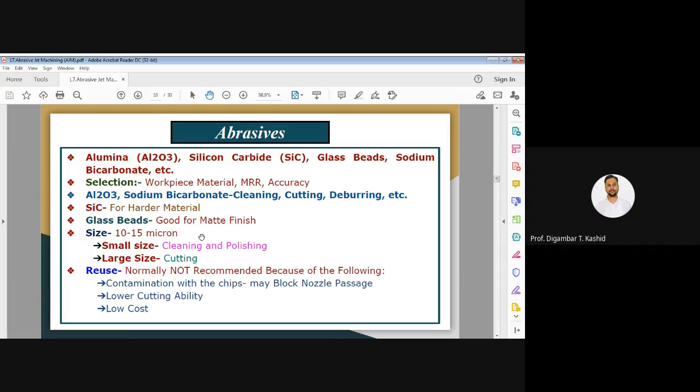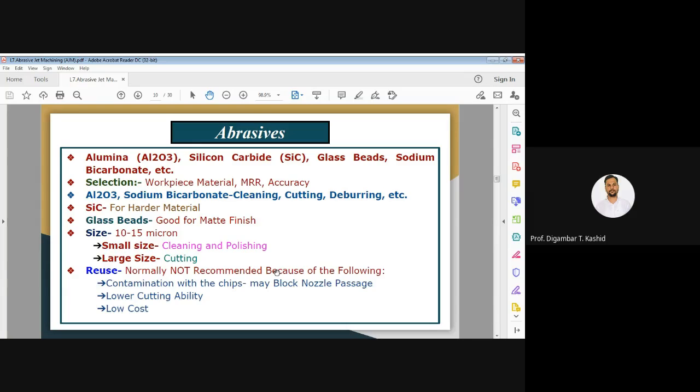If you take a small size abrasive particle, that is good for cleaning and finishing or polishing purposes. And if you take large size abrasive particles, they are good for cutting because they give a higher material removal rate, that is MRR, as compared to small size abrasive particles. So this point we need to take into account.